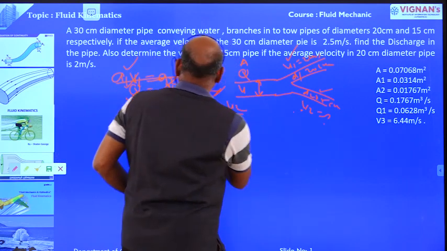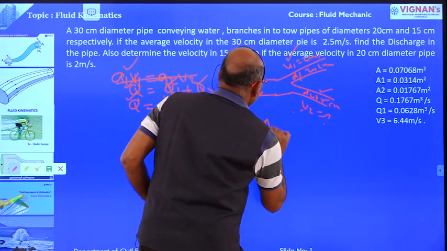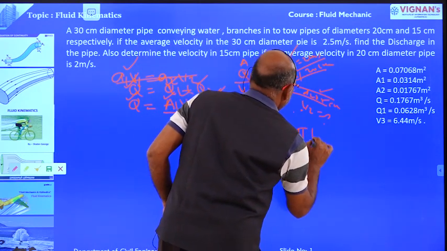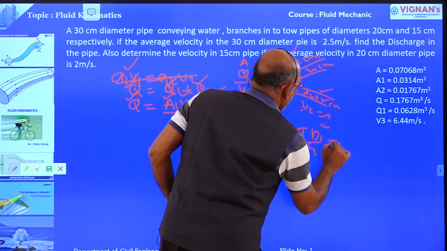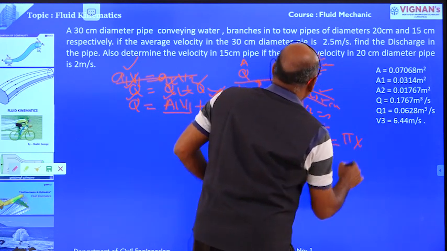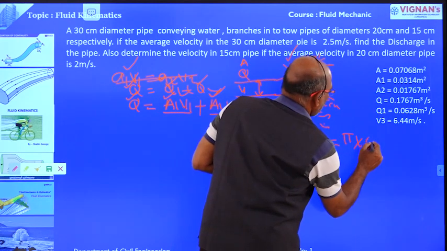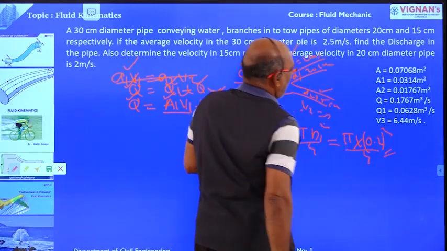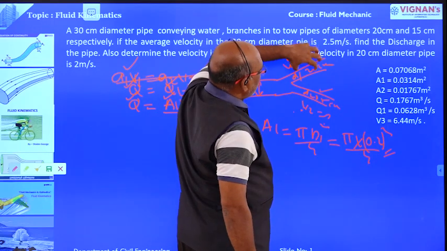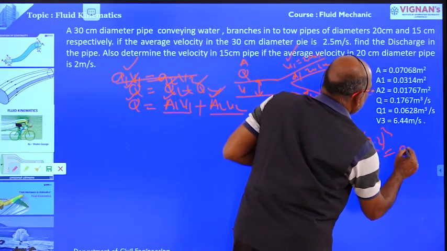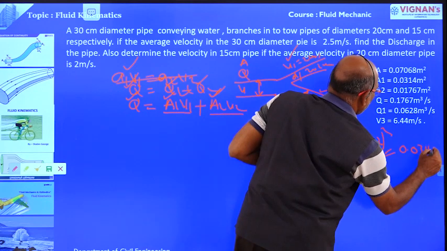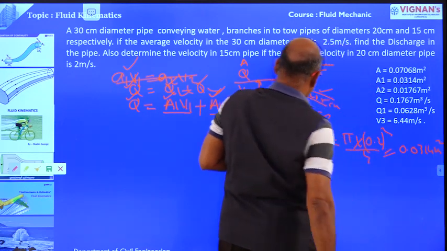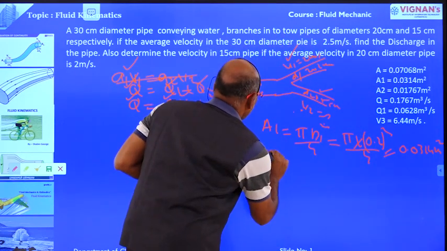Right, first we are going to determine A1. What is the formula? A1 is equal to pi D1 square by 4. Pi into what is the D1? 20 centimeters, so that converts into meters, divided by 4. You have the cross-sectional area of pipe 1, that is equal to 0.0314 meter square.